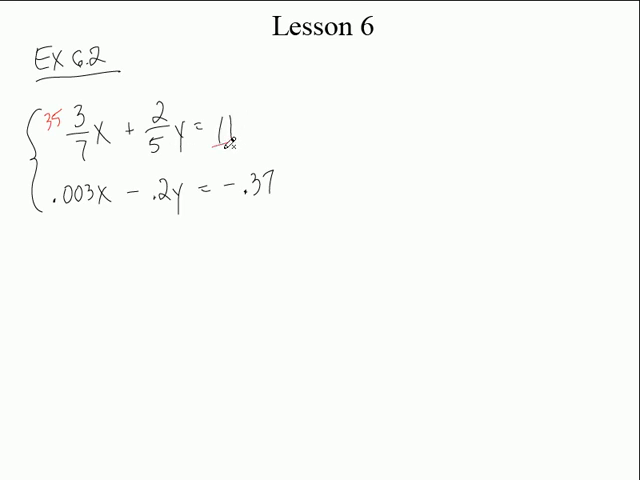Because this 11, what's the 11? 11's over 1, isn't it? So the common denominator between 7, 5, and 1 would be 35. So we multiply everything by 35. So let's do that and see what we get.